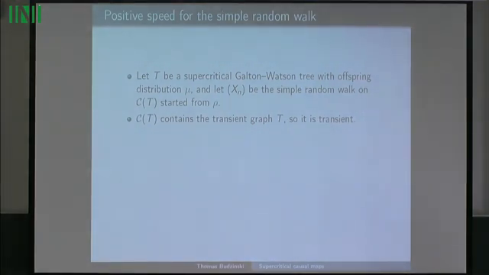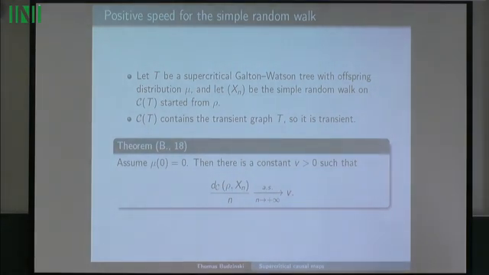Okay, so today I'm going to focus on the simple random walk on my causal map. The first easy remark that we can make about the simple random walk is that by construction, my causal map contains a supercritical Galton-Watson tree, which is a transient graph. It's a classical result by Lyons from maybe 30 years ago. In particular, the causal map is itself transient, so the random walker will escape from the root to infinity. And the next natural question is how fast will the random walker escape? Okay. And so here is the main result that I wanted to discuss today.